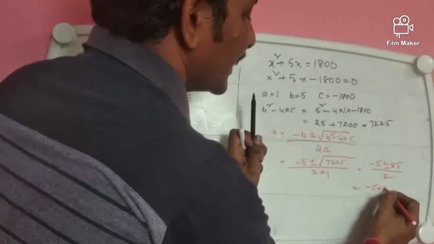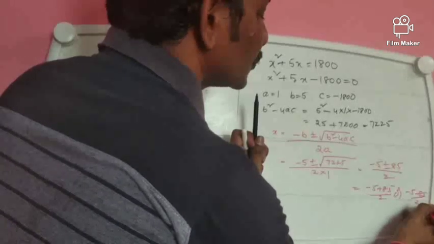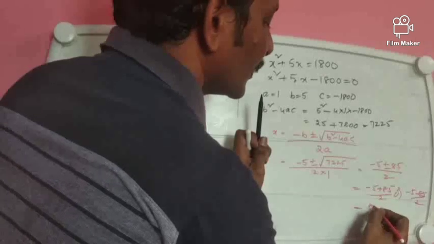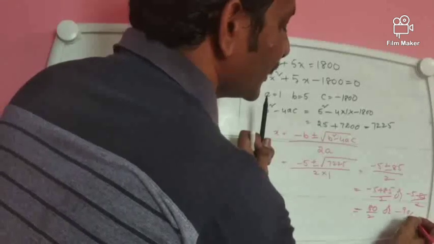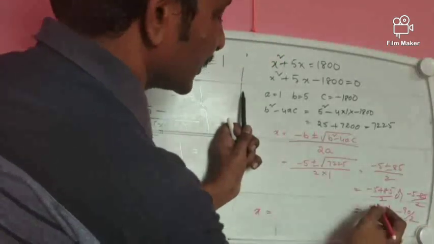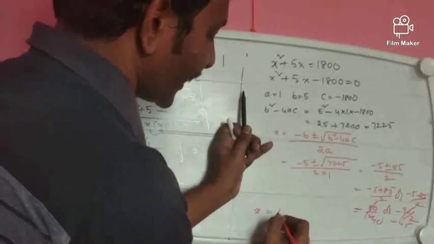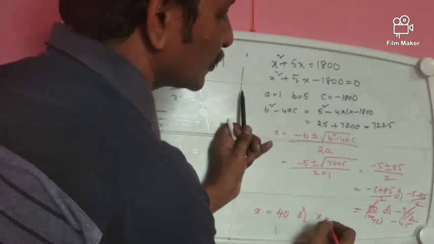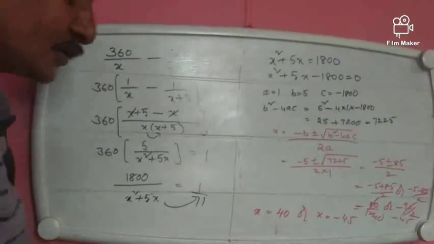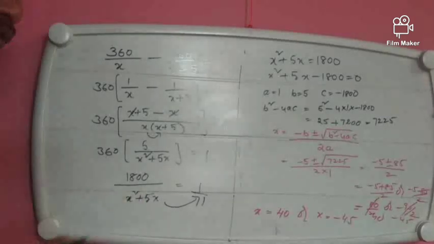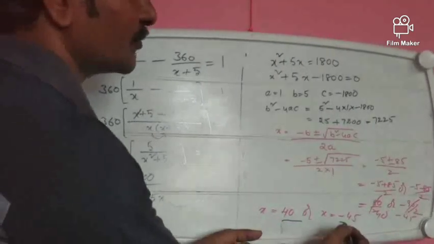So now here you can solve: minus 5 plus 85 by 2, or minus 5 minus 85 by 2. So minus 5 plus 85 is 80, by 2, or minus 90 by 2. So you got two x values. Cancelling, 40, and cancelling, minus 45. Here two values you got: x equal to 40 or x equal to minus 45. Now which is the correct value? Every quadratic equation will get two roots, no? So according to that you got the two values.